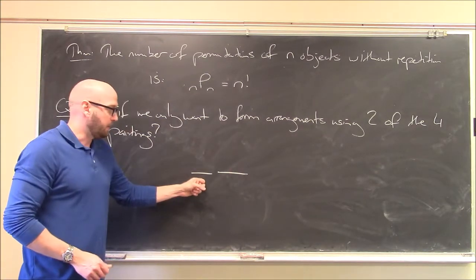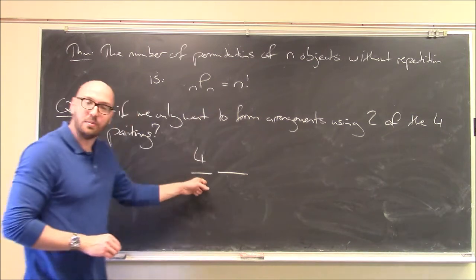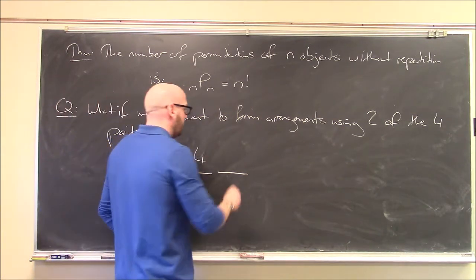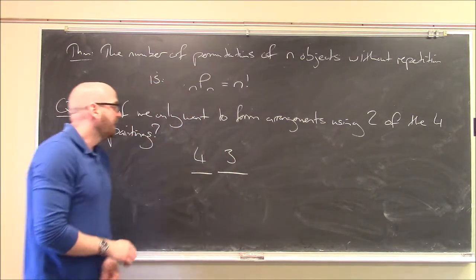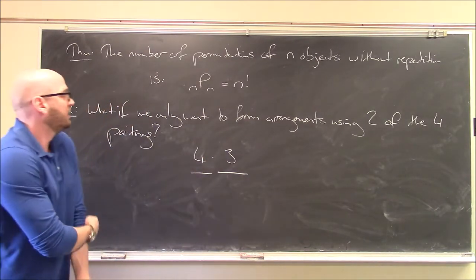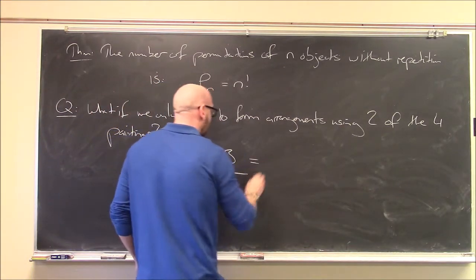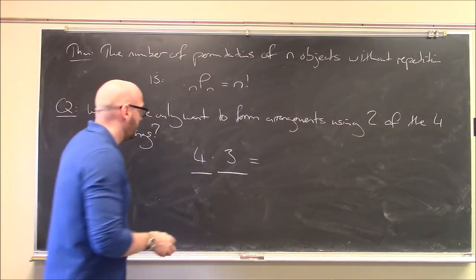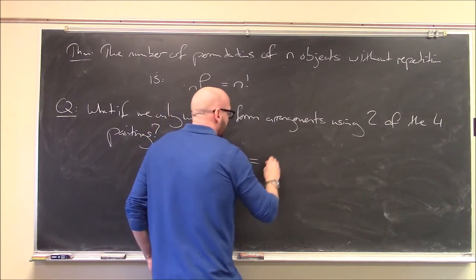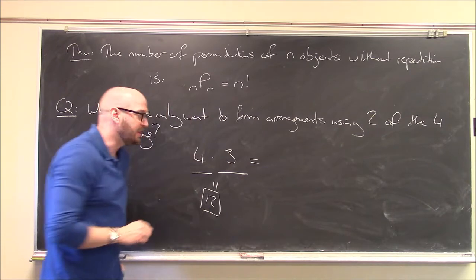Well, for the first slot, for the painting on the left, I've got four choices of paintings that I could put here, and for the painting on the right, well, I've used one of them. So now I've got three choices of painting there. So the answer in this case, if I'm forming arrangements using two, is 4 times 3. But I'm going to write this in a slightly different way. You can compute this, by the way, it's just 12. The answer is 12 different arrangements.